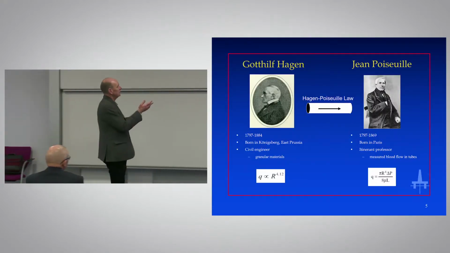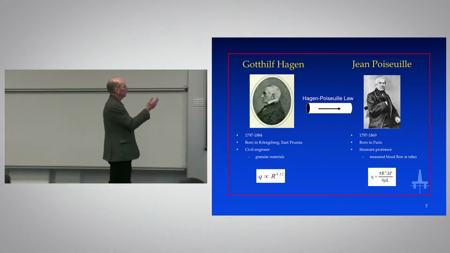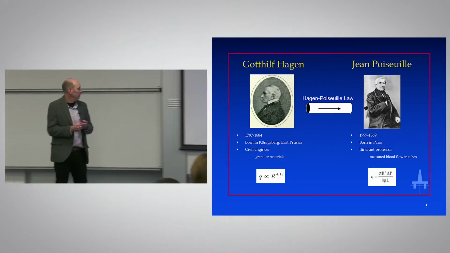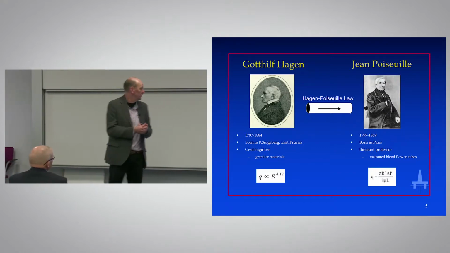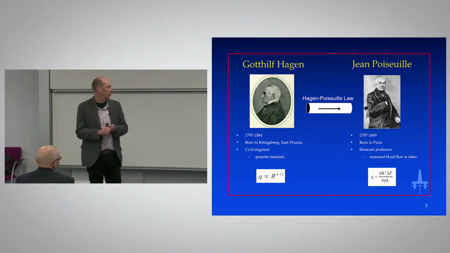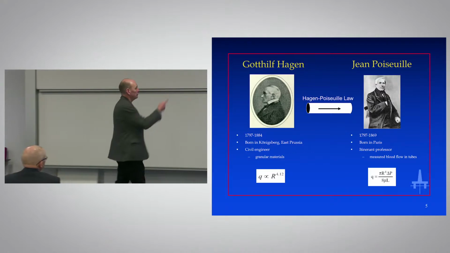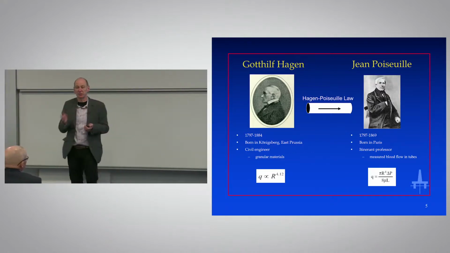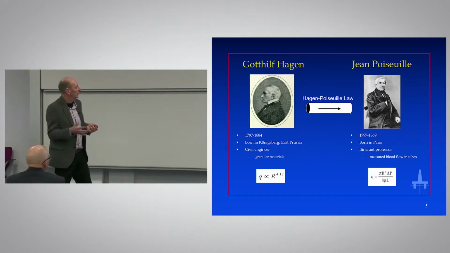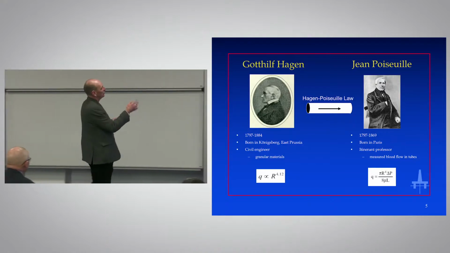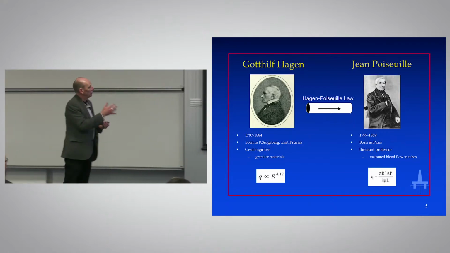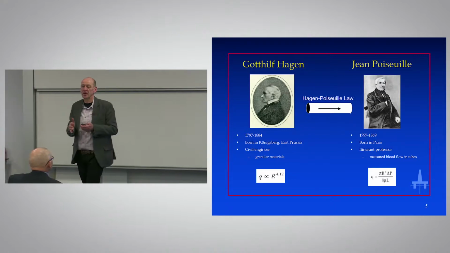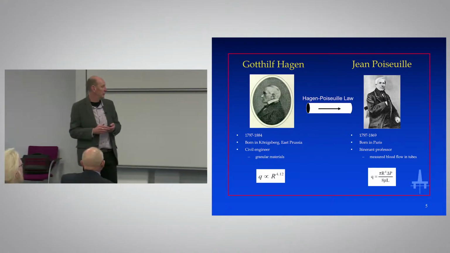So it all begins with these two chaps, Gotthilf Hagen and Jean Poiseuille, one Prussian and one French, and there's not a great deal known about these two guys. Hagen married his niece and had 7 children, which is probably the most interesting thing about him. And other than having a bit of a Napoleon complex, Poiseuille also invented the U-tube manometer. Other than that, there's not a great deal known about them.